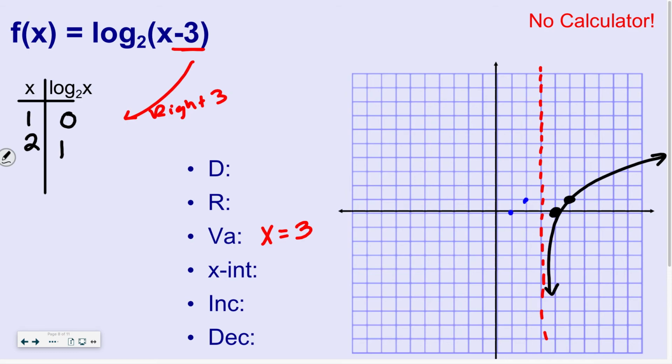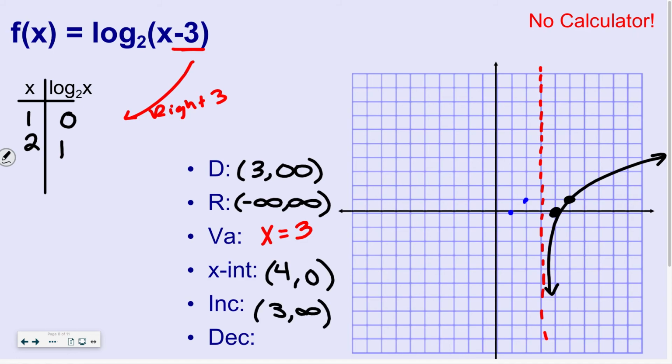That logarithmic function could be flipped, reflected, if you had a negative in front. Then it would come down through the 2 points if you saw that the points were going down instead of up. What would we say for domain now? 3 to infinity. Range would be negative infinity to infinity. X-intercept? 4, 0. And this one is increasing from 3 to infinity with no decreasing.